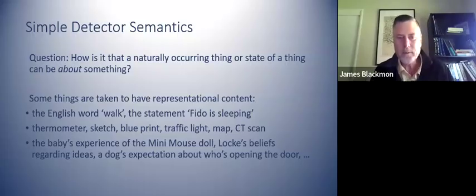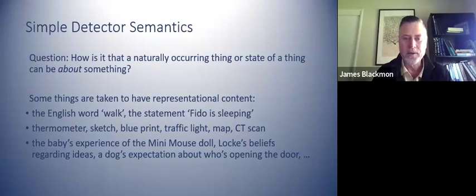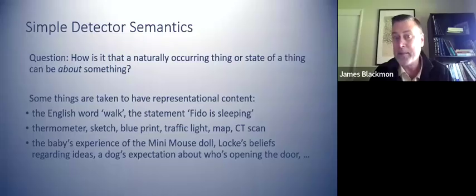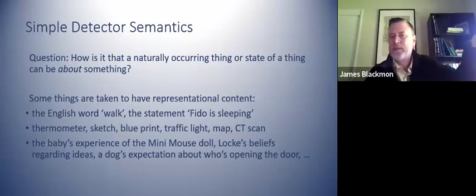And notice that when we're not just thinking of atoms doing what atoms do, and we're just thinking of life, thermometers and blueprints and maps, we watched the baby look at the Minnie Mouse doll going behind the, and so the baby has an experience. What's the experience about? It's about the Minnie Mouse doll. Like that just seems so obvious. And Locke has beliefs about ideas. There's primary and secondary and so on.